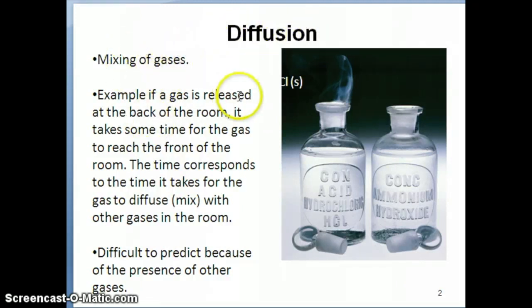So for example, say somebody walks in at the back of the room and that person wears a lot of perfume. Perfume is a combination of gas particles. It takes a while for the smell of the perfume to reach the front of the room. That time that it takes for the perfume molecules to go from the back of the room to the front of the room is what we call the diffusion time.